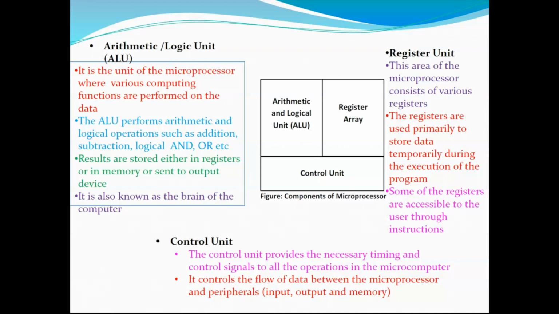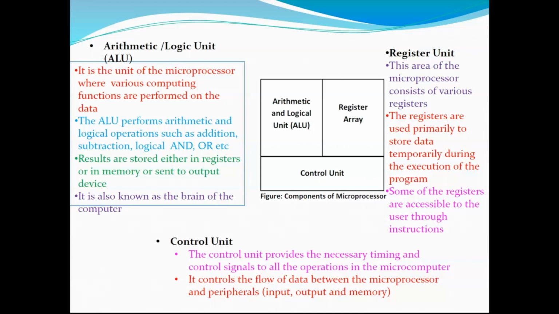The ALU is the unit of a microprocessor where various computing functions are performed on the data. It performs arithmetic and logical operations such as addition, subtraction, logical AND, OR, etc. The results are stored either in registers or in memory or sent to the output device. It is also known as the brain of the computer.